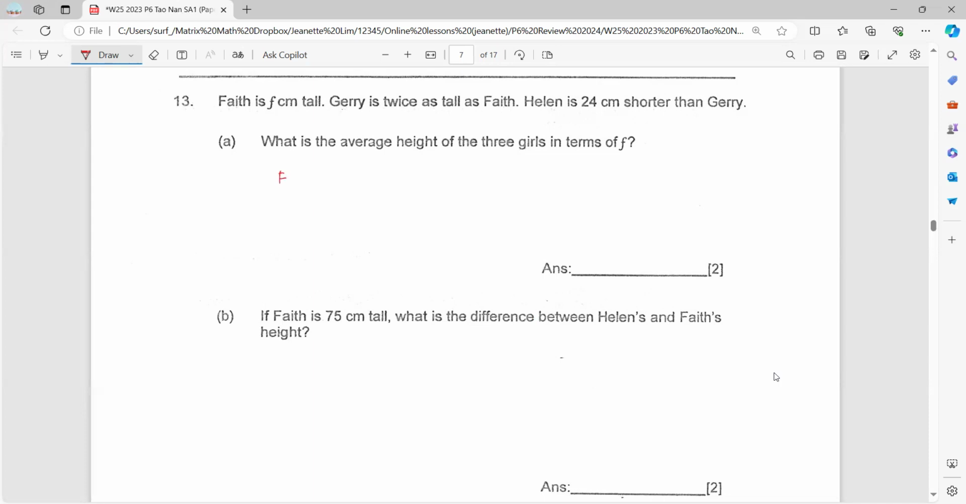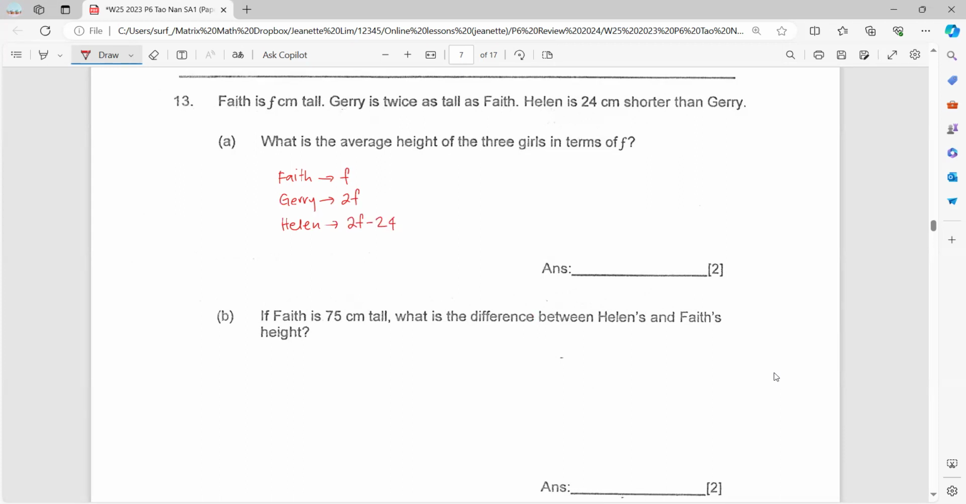So we have Faith, who is F, and then Jerry, who is twice of Faith, so 2F. And then we have Helen, who is 24 cm shorter than Jerry. So we take Jerry's height minus 24.